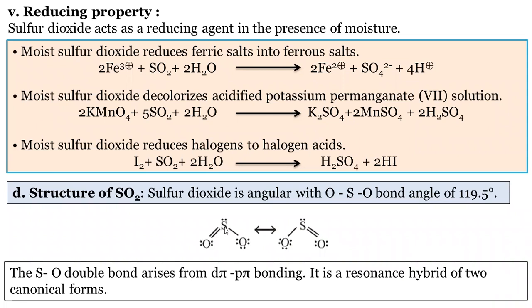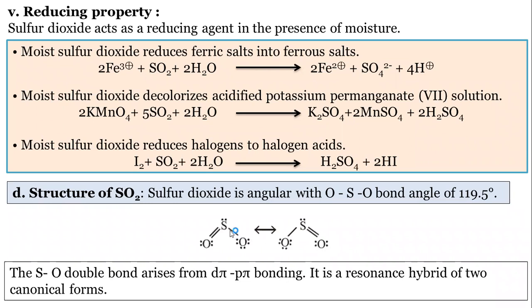The central atom is sulfur, and the bond angle between this oxygen and this oxygen is 119.5 degrees. These are the two resonance structures. This sulfur-oxygen bond is formed by dπ-pπ bonding. The details of this dπ-pπ bonding are not given because, from the student's point of view, it is expected to only draw the structure. This bonding is not expected. That's why the detailed information of this structure is not given.